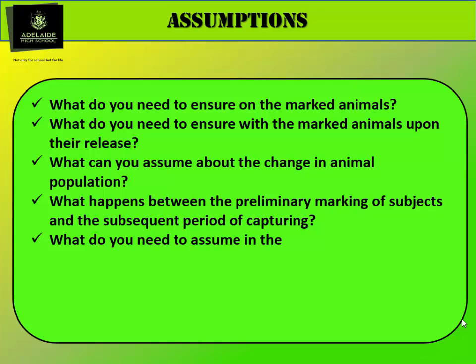Now, I have an incomplete section on this, but anyway, these are your assumptions. What do you need to ensure on the marked animals? What do you need to ensure with the marked animals upon the release? What can you assume about the change in animal population? What happens between the preliminary marking of subjects and the subsequent period of capturing? And what do you need to assume in this particular experiment? Anything. This practical has lots of assumptions. The tick boxes here are just giving you a guideline of what you need to do in this case.